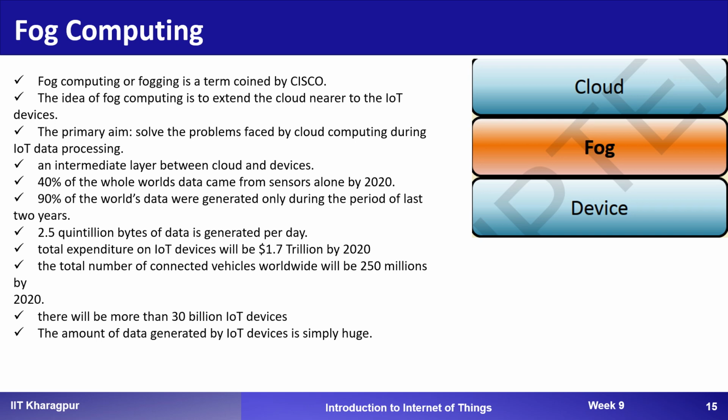2.5 quintillion bytes of data is generated per day. Total expenditure on IoT devices will be $1.7 trillion by 2020, and the total number of connected vehicles worldwide will be 250 million by 2020. There will be more than 30 billion IoT devices, and the amount of data generated by these IoT devices is simply huge. So in order to manage and process this data, you want a particular intermediate layer which is going to process this data.